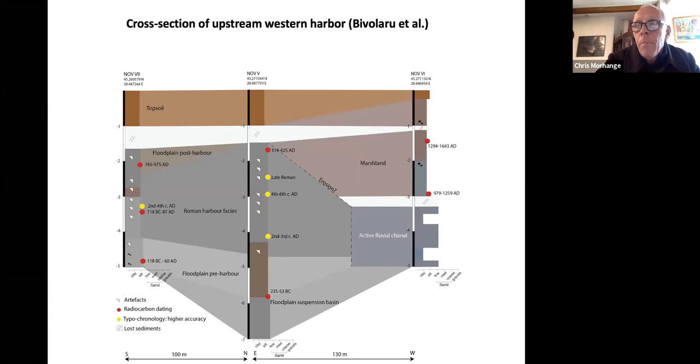Because we must have in mind, and it's why harbor basins are so important, that harbor basins are the dump of the city. All the material is lost, or not all, but most of the material is lost in the harbor basin because it's at base level. It's the same for fluvial or marine environment, with different proxies, of course. So in the case of the upstream western harbor of NOVIODUNUM, you can see 3 cores with the presence, in gray, of this Roman harbor facies, very heterogeneous and very rich in a lot of artifacts, human artifacts.